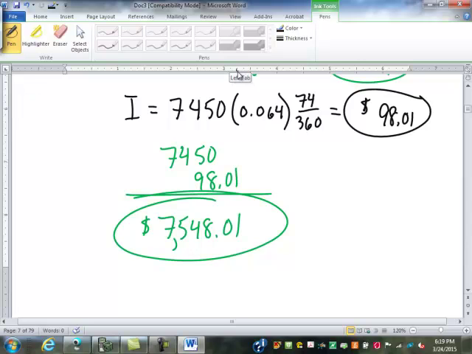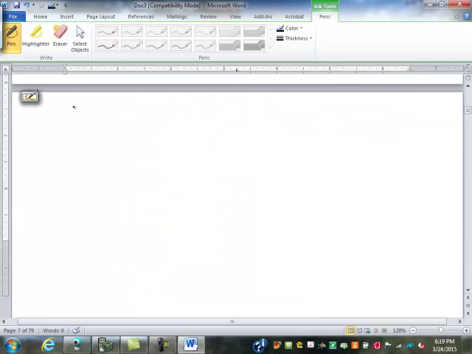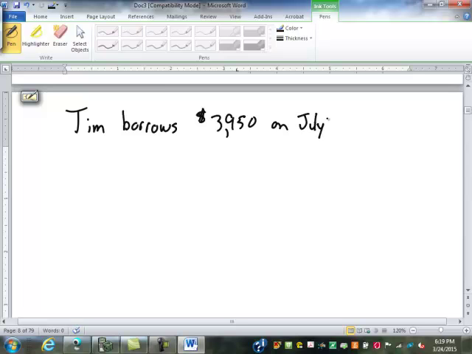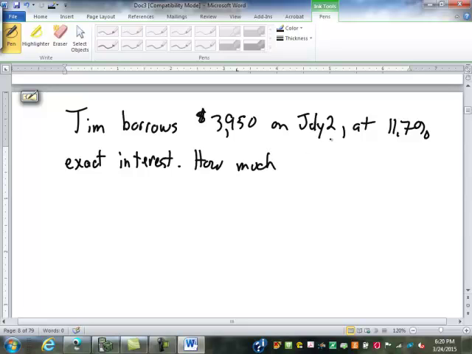So I'm going to leave you guys with a problem to work on as we go into break. Let's say Tim borrows $3,950 on July 2nd at 11.7% exact interest. How much will Tim pay back on October 27th?